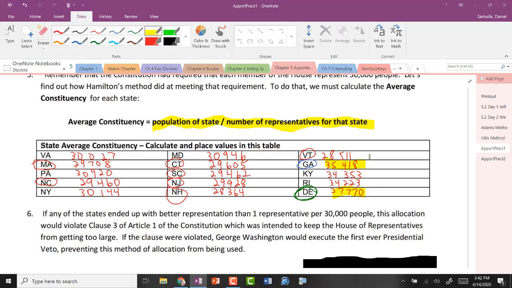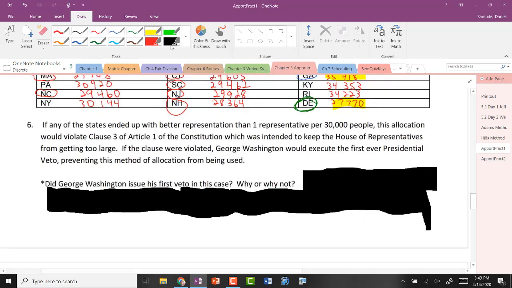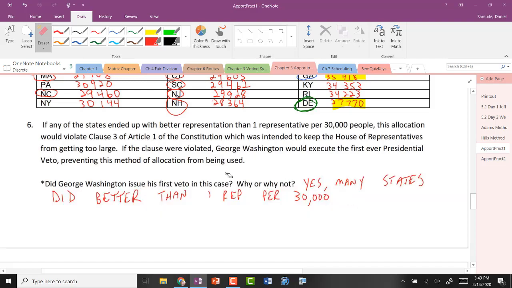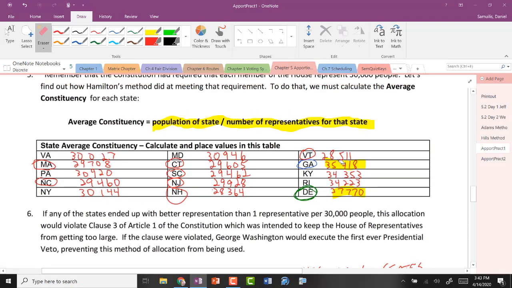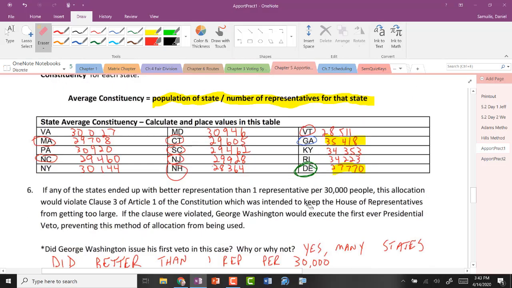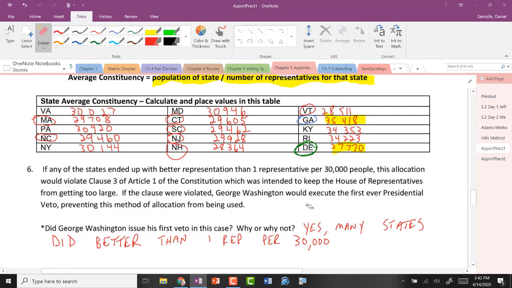So this is why, truthfully, this is what occurred. What Washington did, in fact, was veto this case, not because of underrepresentation, but because of overrepresentation. He did not want anyone having one representative representing better than 30,000 people. So this was actually vetoed.